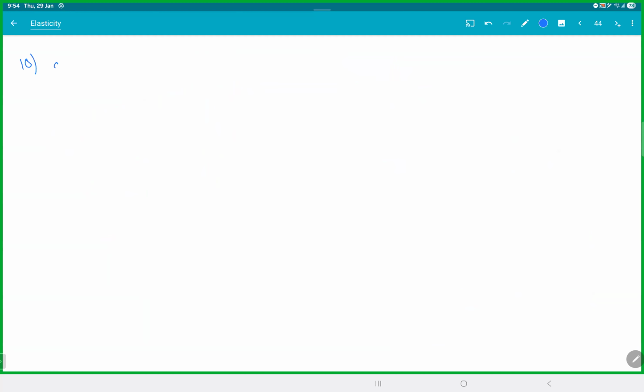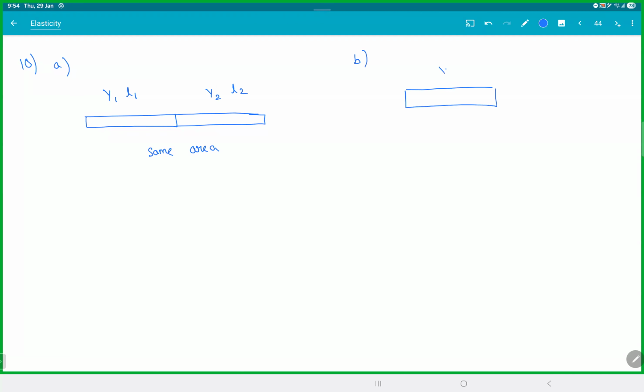Now, this is again simple. You may get these kinds of models. What if you joined two different rods? Young's modulus is Y1, length L1, area A. Young's modulus is Y2, length L2, same area. The second thing: we have two rods. Young's modulus is Y1, area A1. Young's modulus is Y2, area A2. They have the same length.